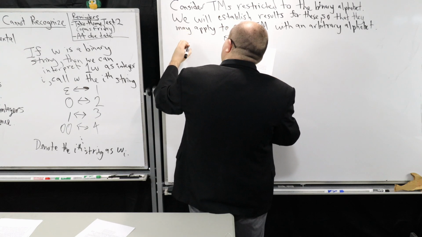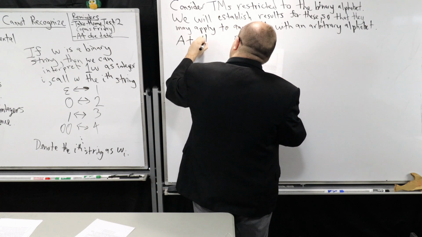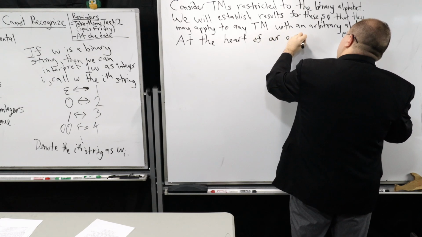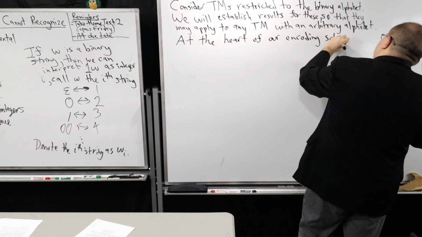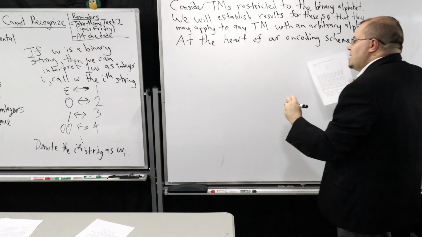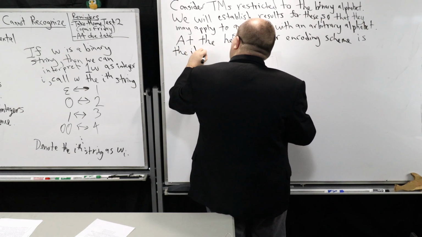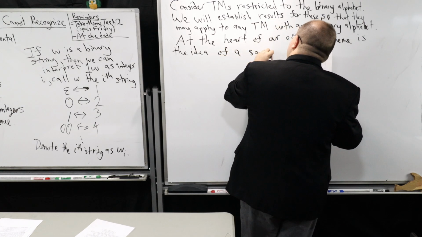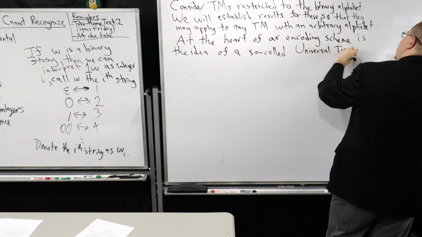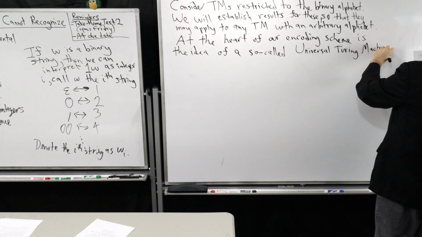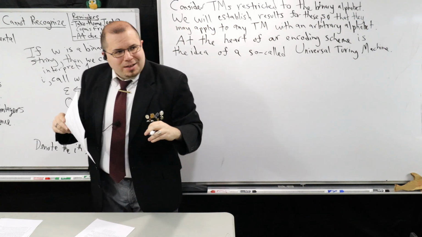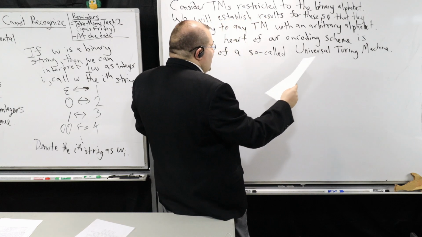Now, just as a side note, at the heart of our encoding scheme is the idea of a so-called universal Turing machine, which I'm going to describe more on a high level at this stage. I'll define it more formally in maybe a lecture or two. So you might ask, Dan, what is this?